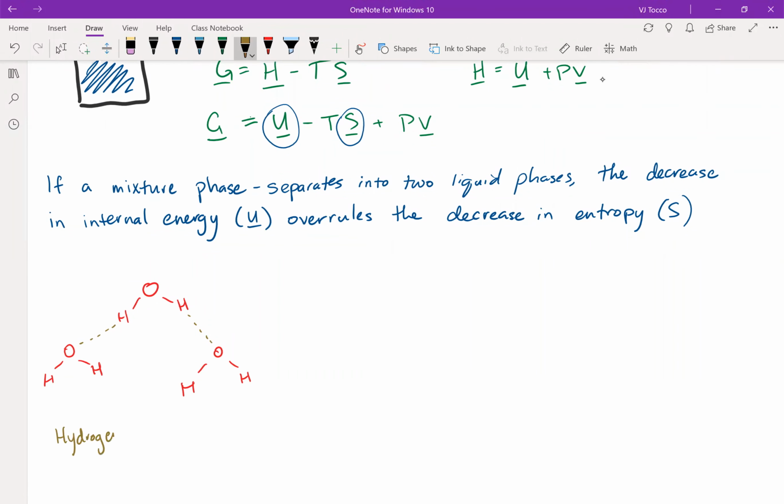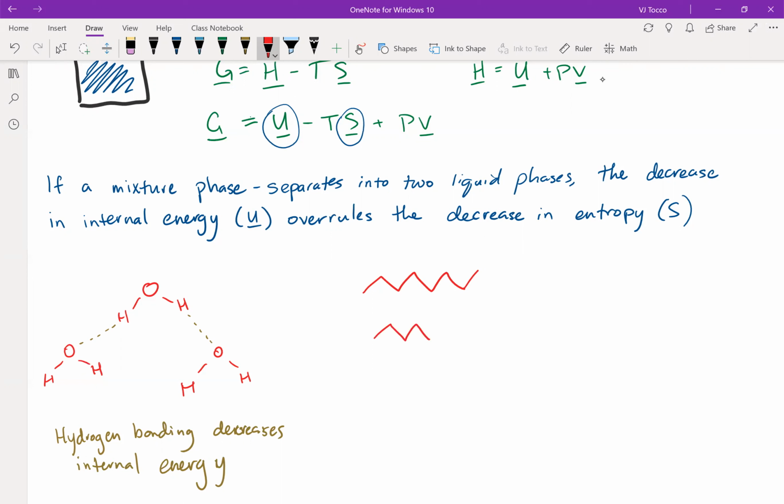Hydrogen bonds decrease internal energy. In general, chemical bonds take the system from a higher energy state to a lower energy state. What happens now if you introduce some oil into this mixture? So first of all, what molecule is oil? There is no one specific molecule. Let's just say it's a long chain hydrocarbon like octane or nonane or something.